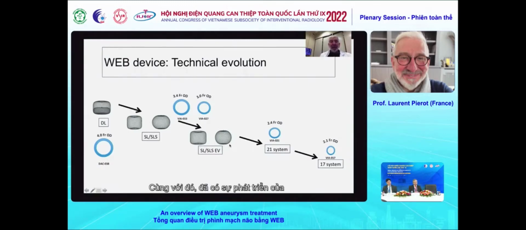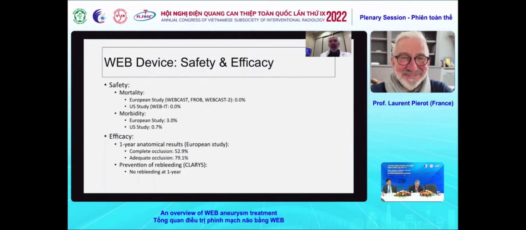There was a development of the VIA microcatheter, which is dedicated to web placement. We have three sizes, 17, 27, and 33, according to the size of the web we want to place in the aneurysm sac. Web safety and web efficacy was widely evaluated in several series in Europe and US. You see that there was no mortality in European series as well as in the US study. There was very low morbidity, 3% in European studies and 0.7% in the US study.